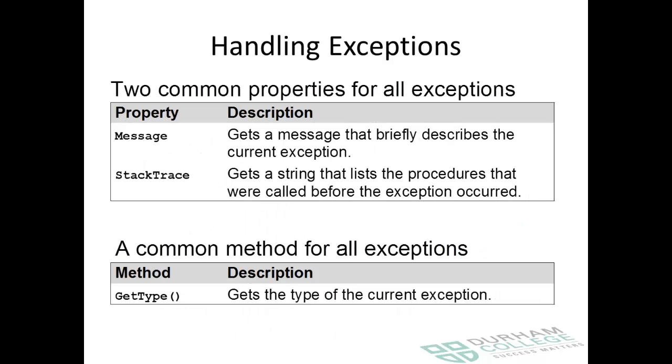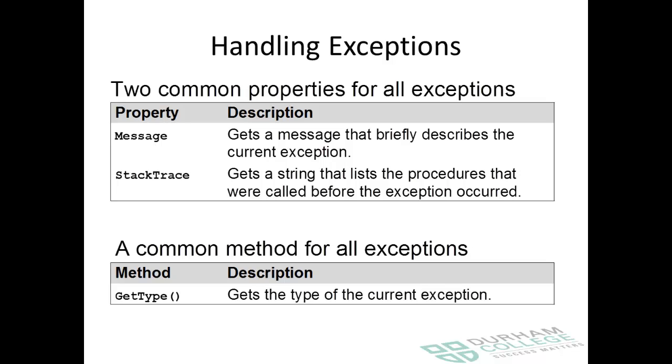Some of the common properties, all exceptions have these properties, and there's one method that all exceptions have in common. So the message, the stack trace, and the get type, and these of course can all be found in the Microsoft help pages on that link on the previous slide. But these are some of the things that you can use to help during development and debugging of an application, giving full and robust information as to what the possible source of the exception might be.